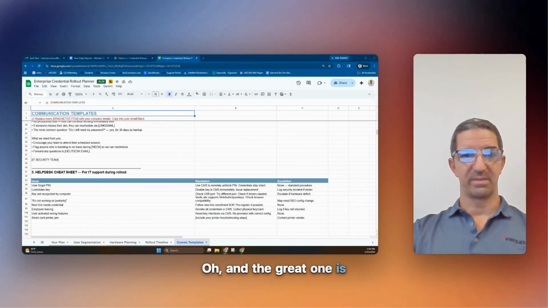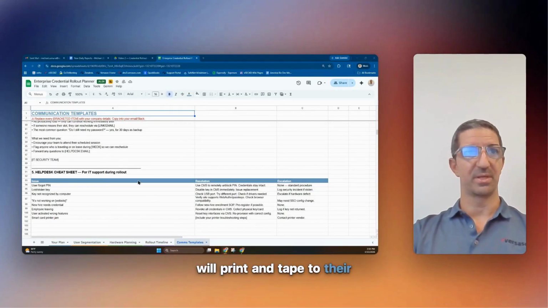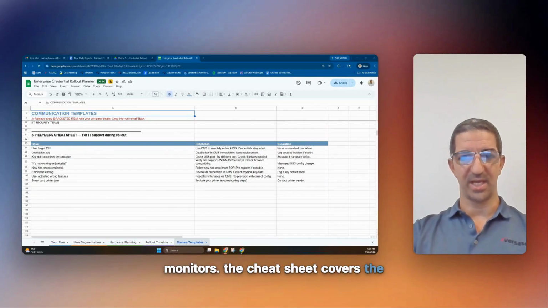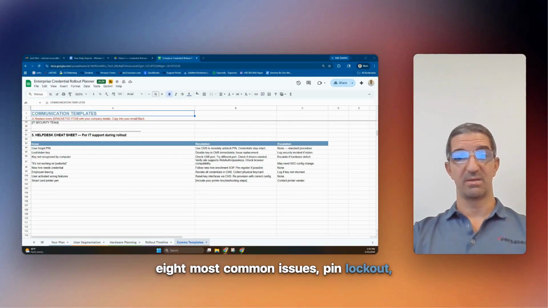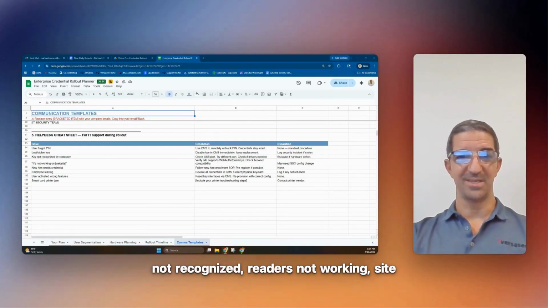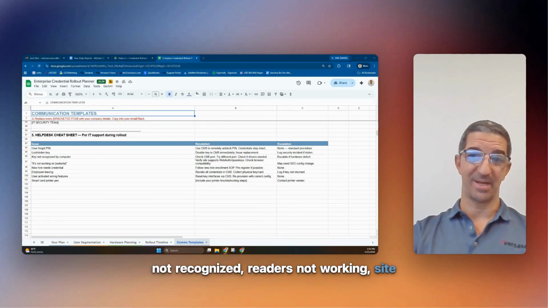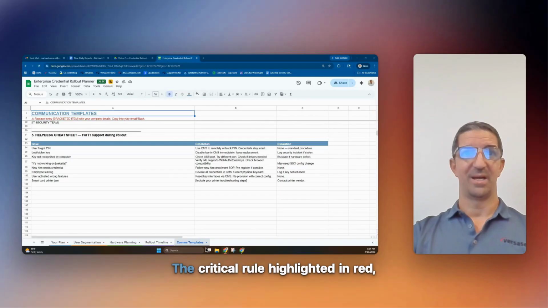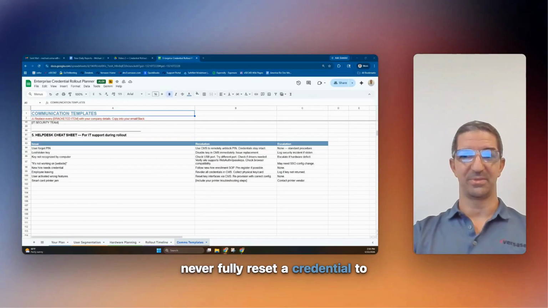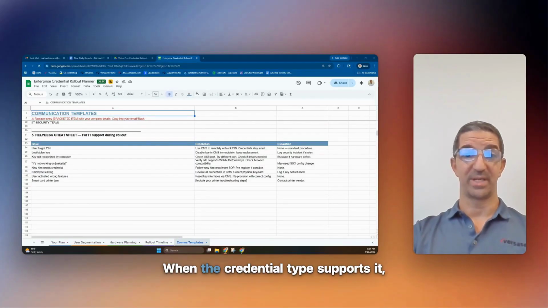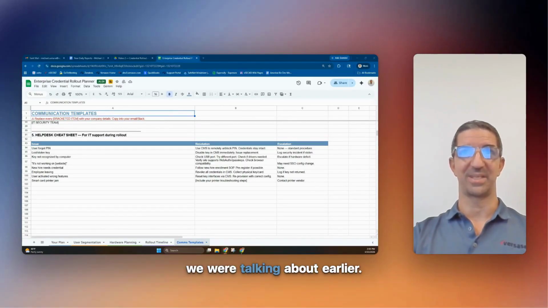Oh, and the great one is the help desk cheat sheet. So the one your support team will print and tape to their monitors. The cheat sheet covers the 8 most common issues: PIN lockout, lost key, new hire, offboarding, key not recognized, readers not working, site compatibility, or PIN change. The critical rule highlighted in red: never fully reset a credential to solve a PIN issue. When the credential type supports it, always prefer PIN unblock instead of a reset. A full reset destroys every credential on that device, as we were talking about earlier.